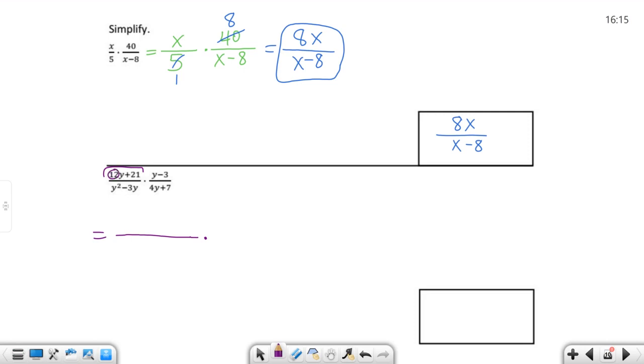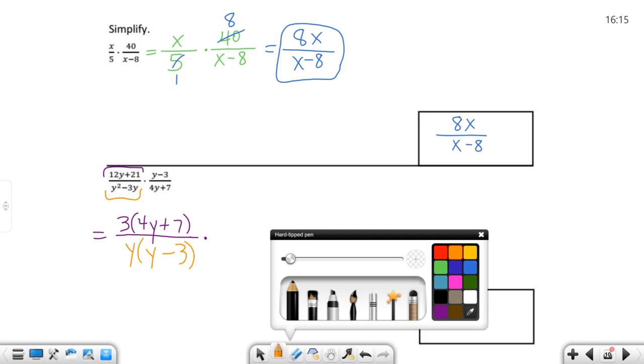If I look at this, do 12 and 21 have anything in common? And I don't ask myself the y because there's no y in this term right here. So yes, 12 and 21 have a what in common? A 3. So if I factor a 3 out, what's left over? Well, 12y divided by 3 is 4y, right? Dividing it out when I factor it out. Plus, if I take a 3 out of 21, divide it out, I'm left with 7. So then the next one underneath it here, the denominator here, I'm going to take it in orange. Is there anything in common with y squared and negative 3y? Yes, a y, right? If I take a y out, I'm left with y minus 3.